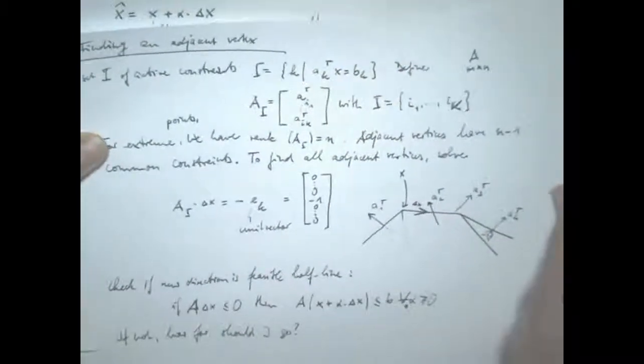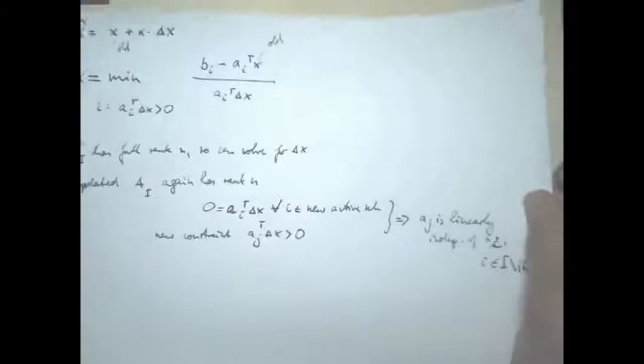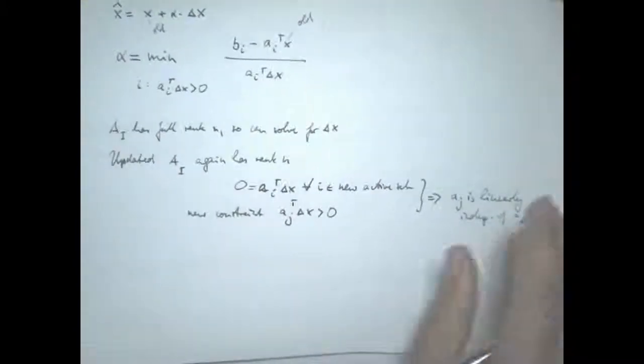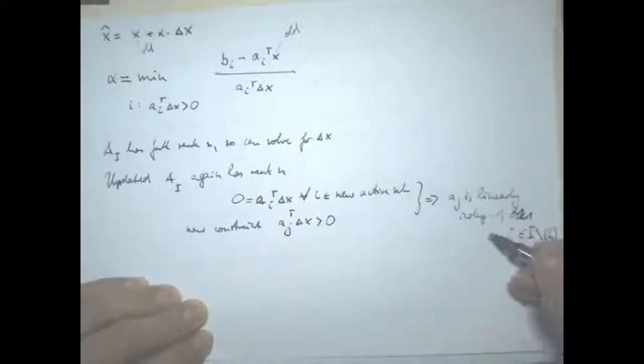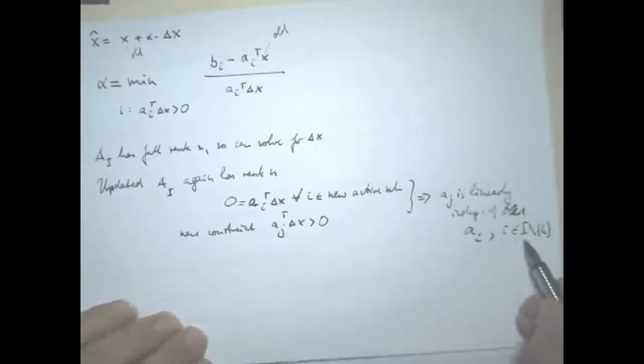Okay, so we found, yes, question? So what is this thing here? Sorry, this is a_I, where I are all the indices in the old active set except k that we've taken out.